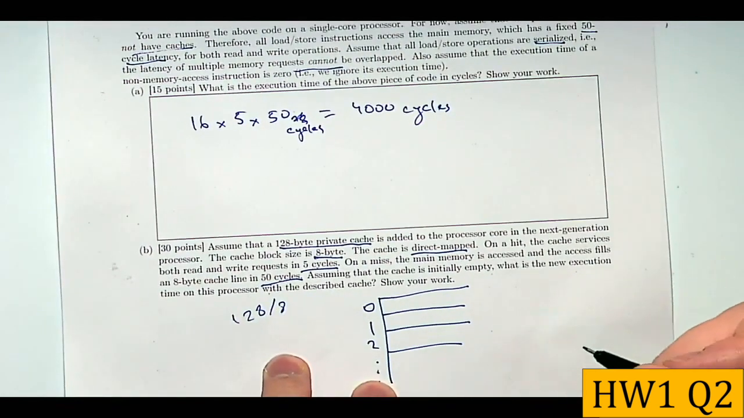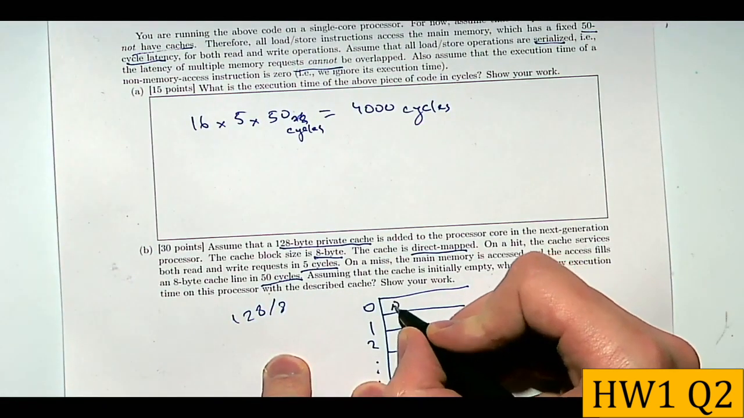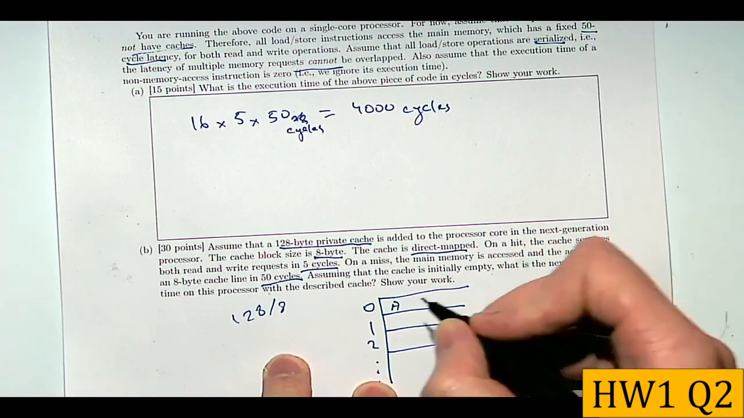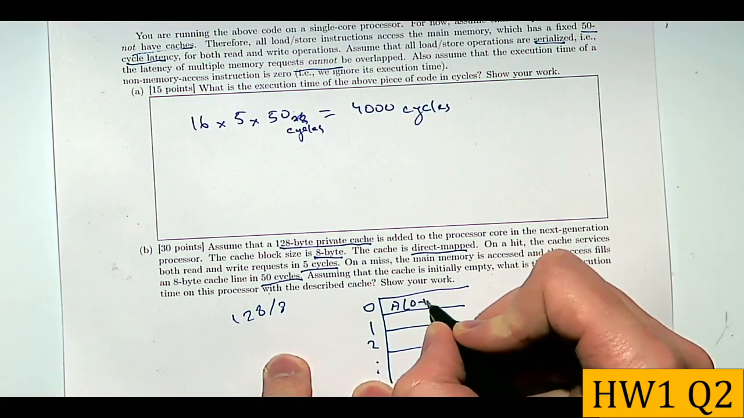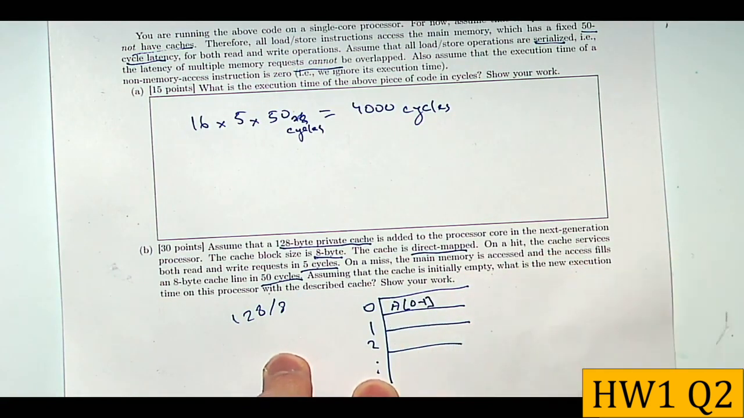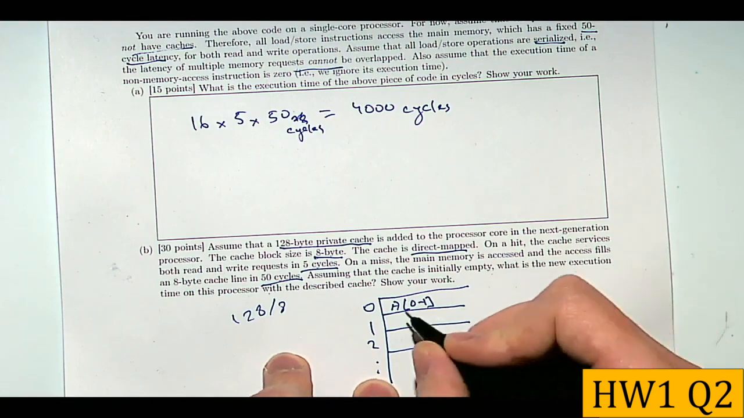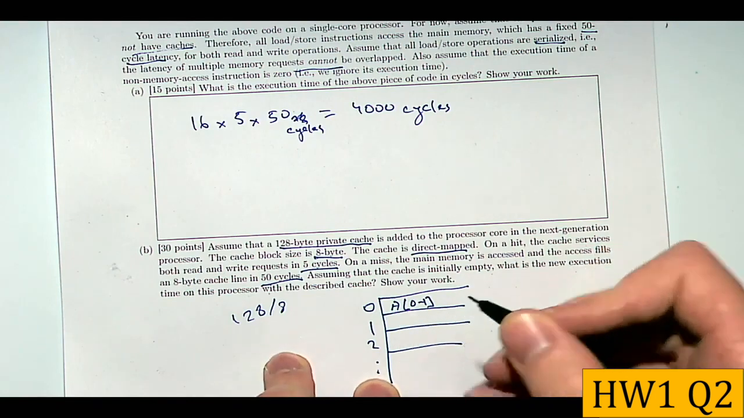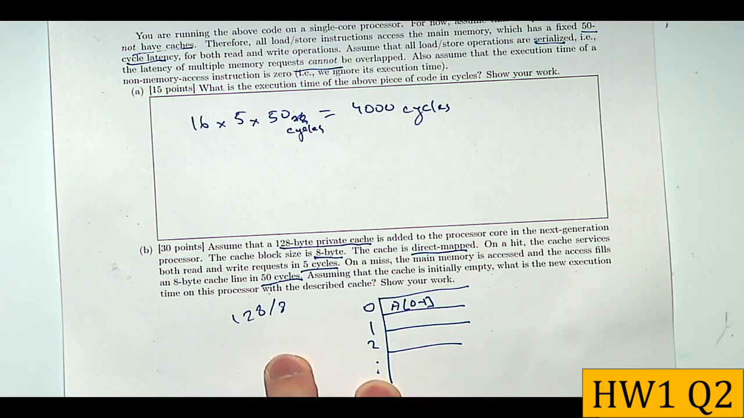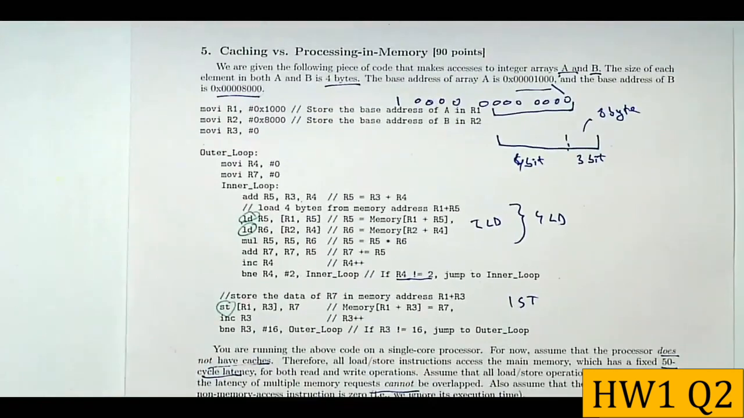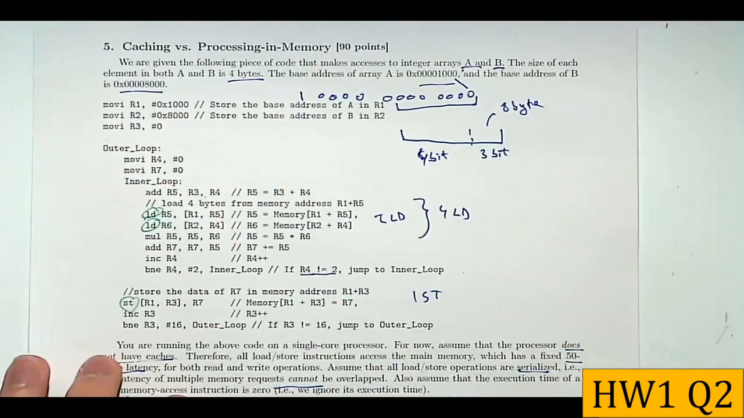So basically, when we want to access A0, it will bring A0 and A1 to this position. And then if we want to access B0, it will evict A0 and then put B0 and B1. Okay? So based on this, we can now start understanding what this access pattern looks like.